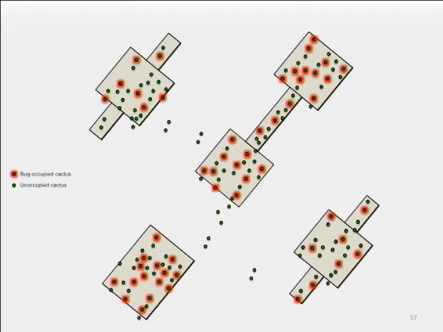So in the second part of the study, we're going to be looking at recolonization. So pretend that these little red dots are occupied patches by cactus bugs. So we can go through and we can remove cactus bugs from everywhere except for that center patch, and then we can monitor how recolonization happens.